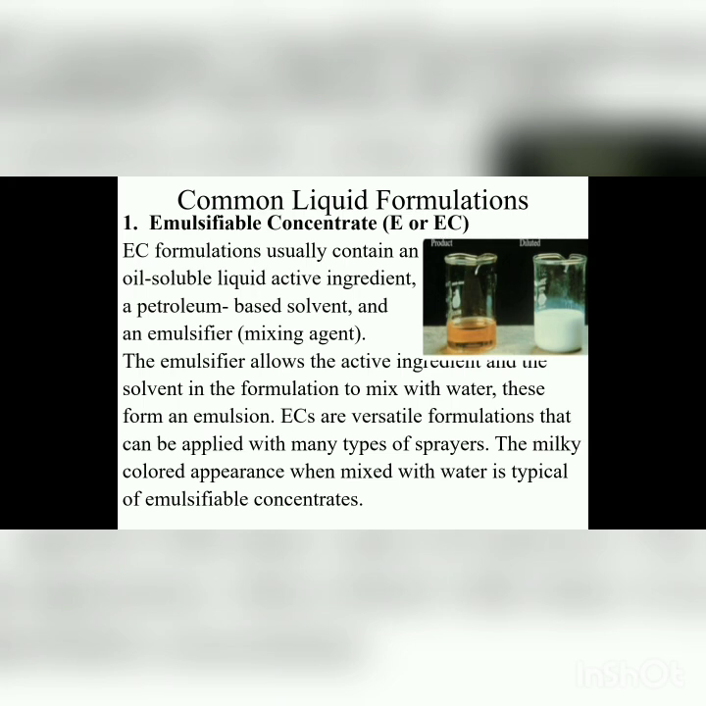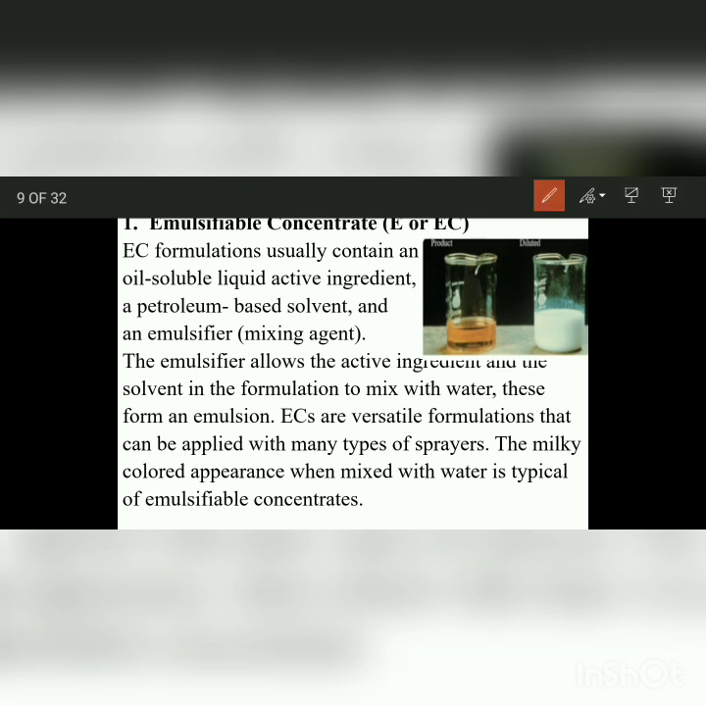Friends, let's go through common liquid formulations. First one, emulsifiable concentrate. It usually contains an oil soluble liquid as active ingredient, then a petroleum based solvent and an emulsifier or mixing agent. The mixing agent allows the active ingredient and the solvent in the formulation to mix with water. These form an emulsion. Emulsifiable concentrates are versatile formulations that can be applied with many types of sprayers. The milky colored appearance when mixed with water is typical of emulsifiable concentrate. We can see the milky appearance here.